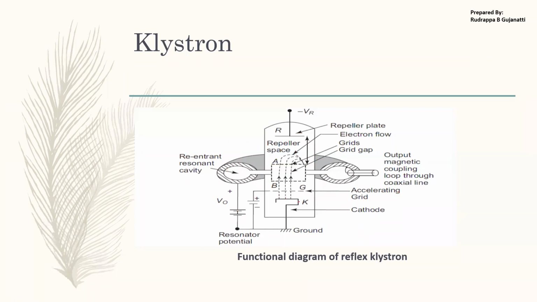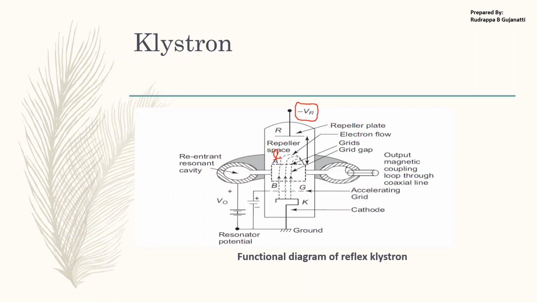So once the electrons are emitted from the cathode, they pass through the accelerating grid, wherein the acceleration of the electrons changes. Once they reach the cavity, because of their speed, they pass through this cavity and reach the repeller space. Now in the repeller space, you can see that a negative potential is applied over here. Electrons are also negatively charged.